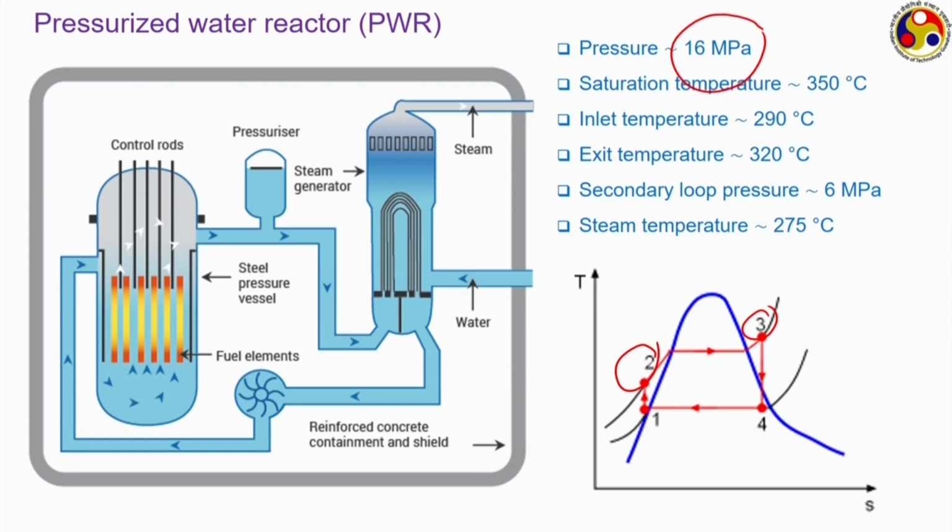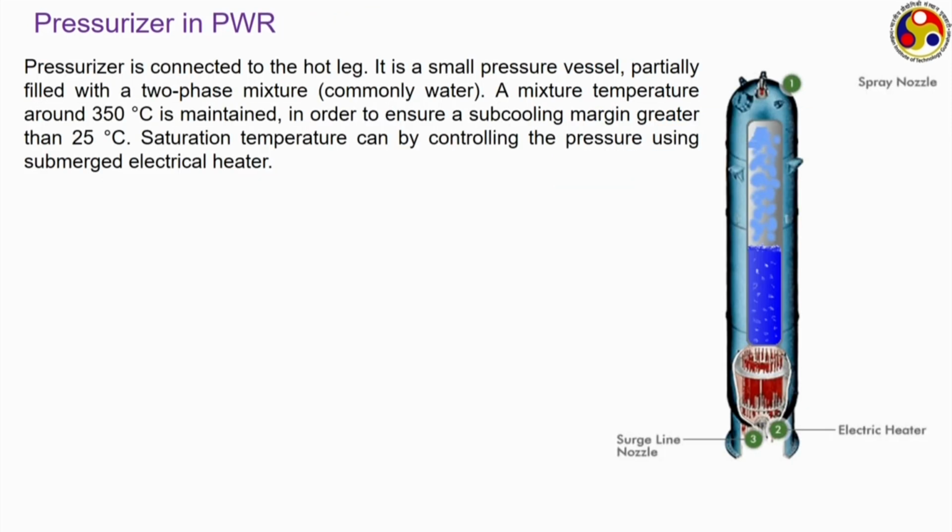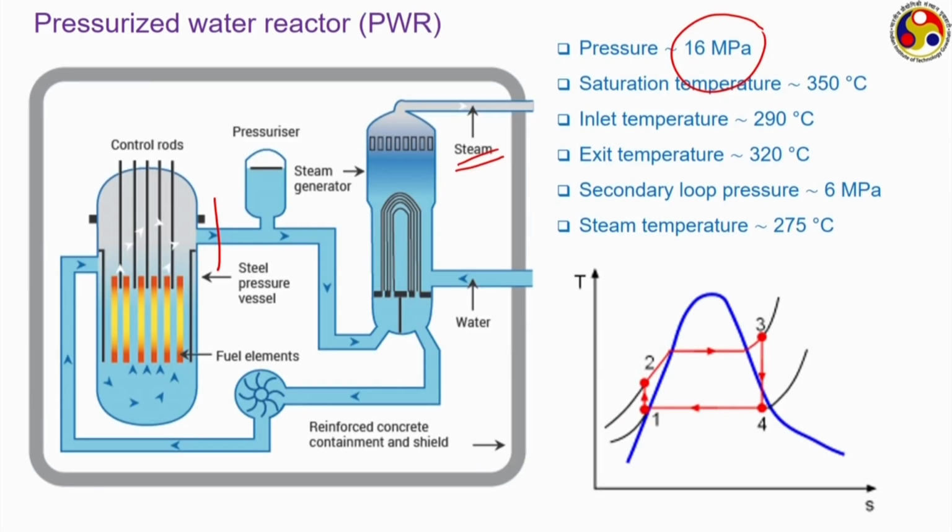Once we can ensure this high pressure, the corresponding saturation temperature is already high, and therefore, by limiting the exit temperature at this point, this T2, we can easily heat up the fluid or the steam here to any temperature of our choice. But the important part is we have to control the pressure, that 16 MPa, and for that purpose we have a pressurizer. This is the pressurizer that we have in a pressurized water reactor.